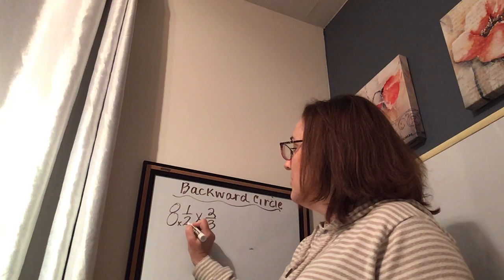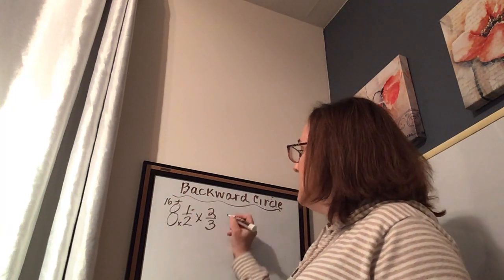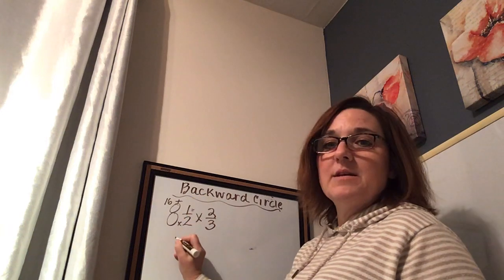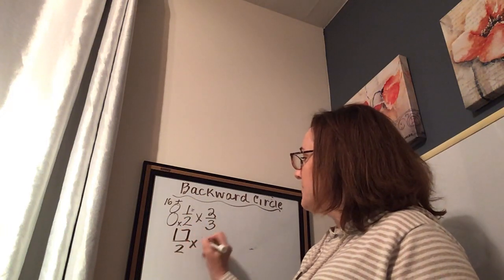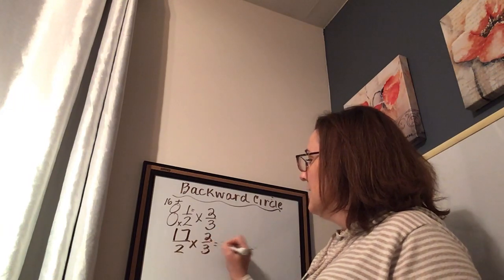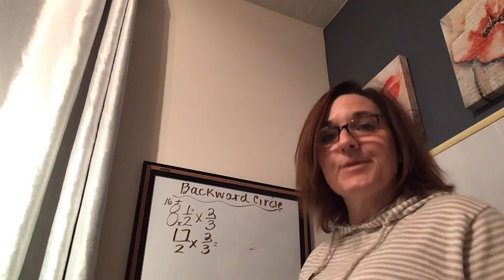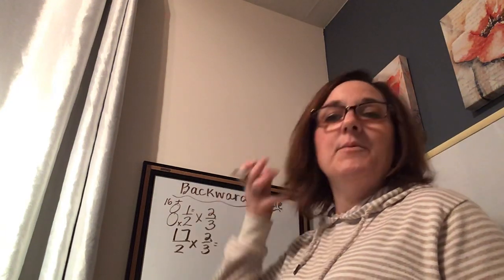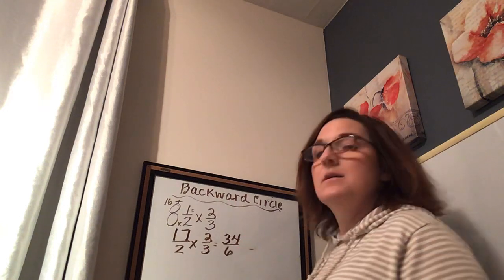Backward circle. 2 times 8 is 16 plus 1. So you are going to, right underneath of this, remember how we line things up, this is 17/2 times 2/3. You're thinking, man, I'm gonna get a big number. Yeah, you're gonna probably get some big numbers. You can multiply that any way you need to. So in this case, we're gonna get 34/6.